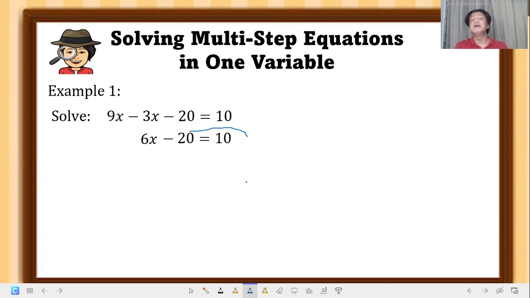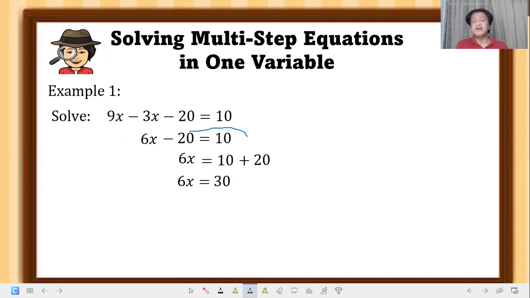That will become addition, ipa-plus na natin siya. Magre-reverse. Meaning to say, copy mo yung 10 plus 20, then bring down natin si 6x. And therefore, you can now combine what is 10 plus 20. Copy mo na si x, and then that is 30.